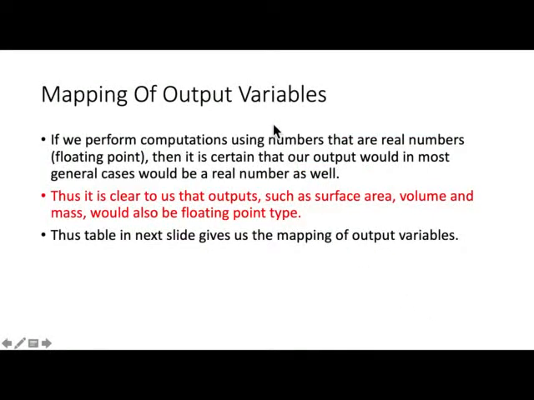Now we need to map output variables. If we perform computations using numbers that are real numbers, floating point type, then it is certain that our output would in most general cases be a real number as well. Thus it is clear to us that outputs such as surface area, volume, and mass would also be floating point data type. The table in the next slide gives us the mapping of output variables.